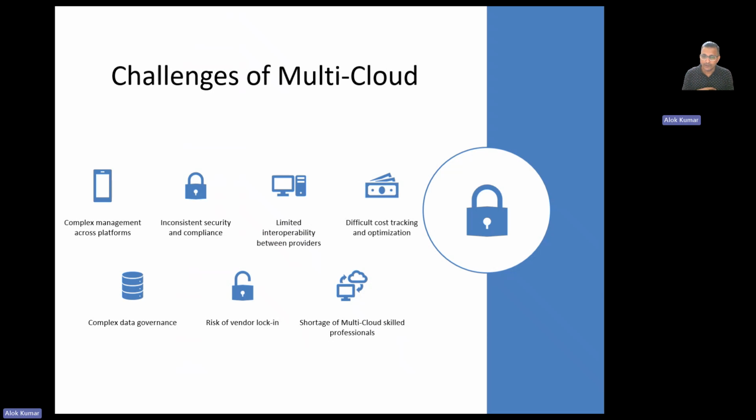Along with that, it is very difficult to manage the cost, because each cloud provider has its own costing and pricing model, and it's very important to keep track of them. Security and compliance also need to be aligned. Along with that, limited interoperability when communicating data from one service provider to another, and complex data governance, are challenges. So these are basically the challenges of multi-cloud.